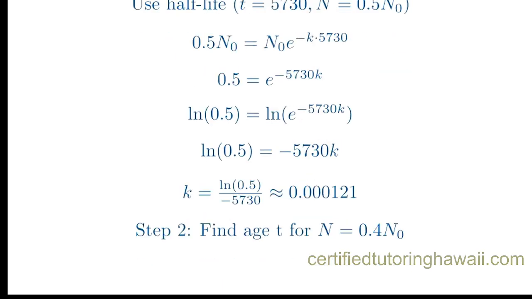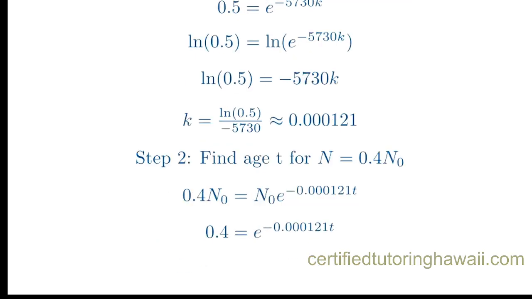We know 40% is remaining, so n equals 0.4 times n naught. We substitute this, along with our new value of k, into the formula. Again, the n naughts cancel.